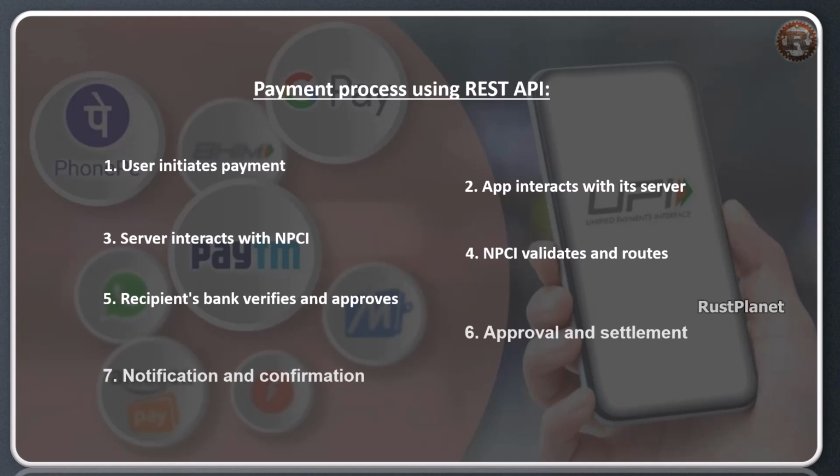And finally, notification and confirmation. Both the payer and recipient receive notifications from their respective apps confirming the successful transaction. The app's servers receive updates from NPCI and update their internal records. This is the normal schematic procedure for payments, and here the need for REST API is clearly observed.